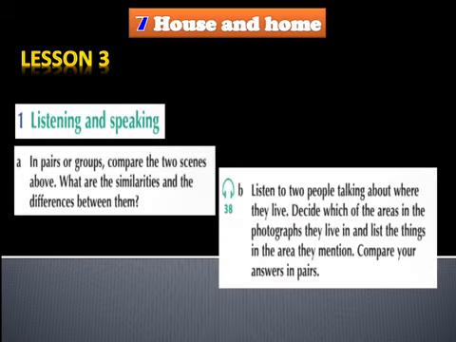Listen to two people talking about where they live. Decide which of the areas in the photograph they live in and list the things in the area they mention. Compare your answers in pairs. All students should use the barcode to listen to the conversation between the two people. All students should improve their listening skill. The speakers are talking about the area shown on the second photograph on the right.